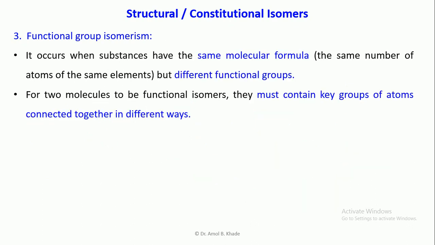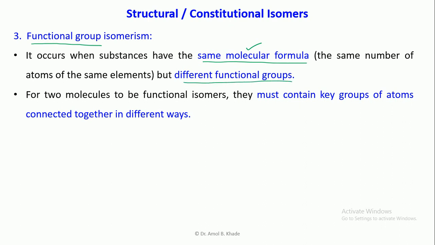Now we'll see the third type, the functional group isomerism. As the name indicates, there is something with respect to the functional group. It occurs when substances have the same molecular formula. That must be so, it is applicable for all, it is common to all the isomers. They should have the same molecular formula, but they have different functional groups.